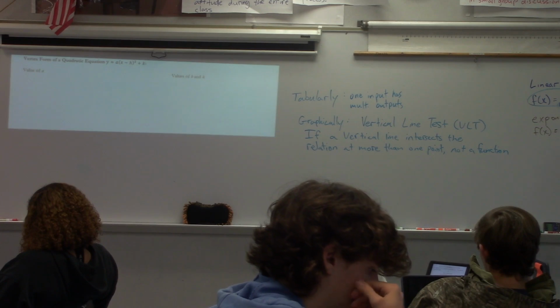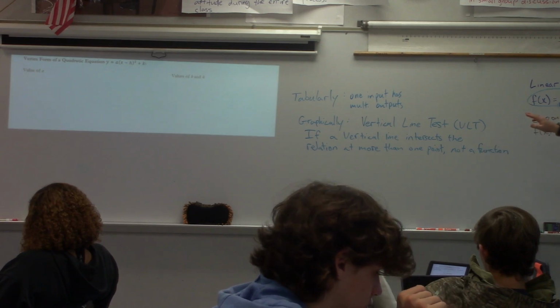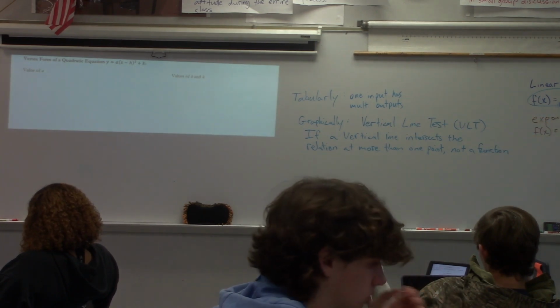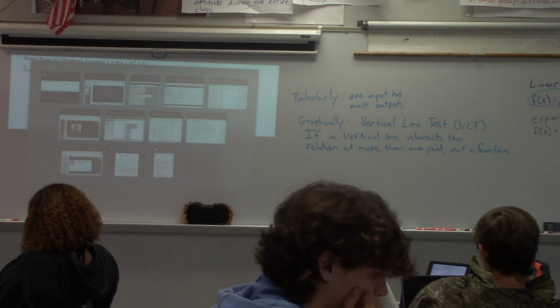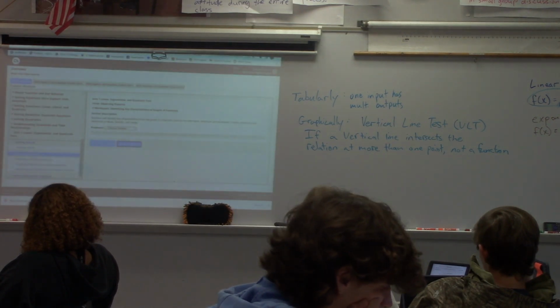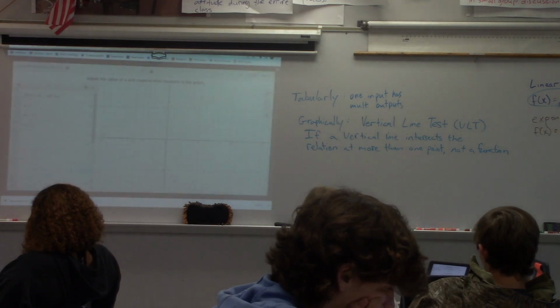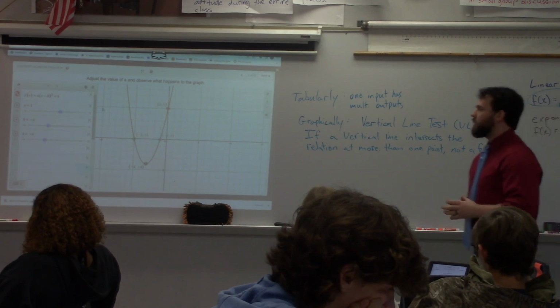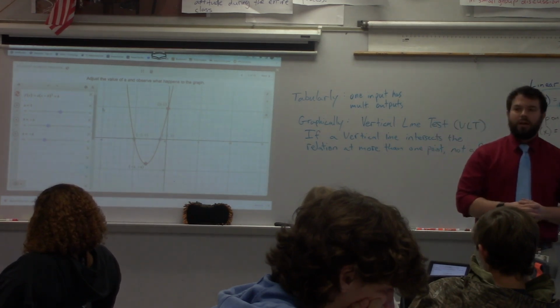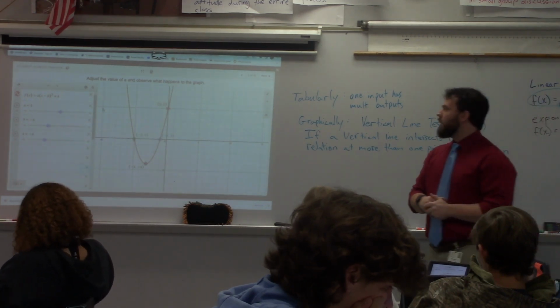And so, the very first section you're going to look at is the vertex form of a quadratic equation. Let me show you on the board really quickly what this looks like. There we go. So, notice this is where we are. Please pay attention to the directions. And again, even if you don't have an iPad, you can look on with somebody.